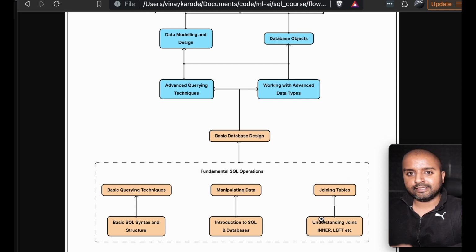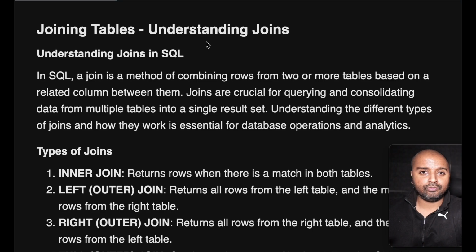So we look at this exciting topic, joining tables. In relational databases, data is generally stored in various tables. For example, if you're looking at e-commerce, sales data might be a separate table, orders data might be a separate table, customers data might be a separate table, and so on.